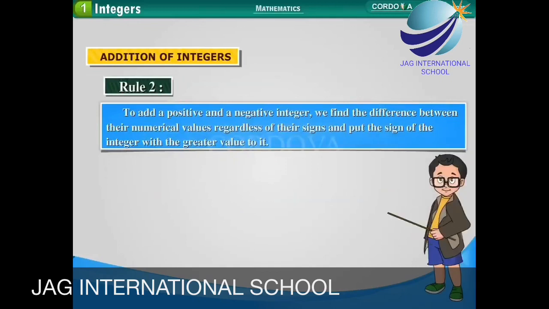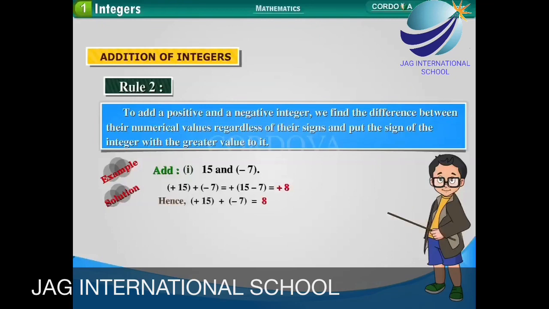Rule 2. To add a positive and a negative integer, we find the difference between their numerical values regardless of their signs and put the sign of the integer with the greater value to it. Example: add 15 and -7. Solution: positive 15 plus negative 7 is equal to +(15 minus 7), which is equal to positive 8. Hence, positive 15 plus negative 7 is equal to 8.